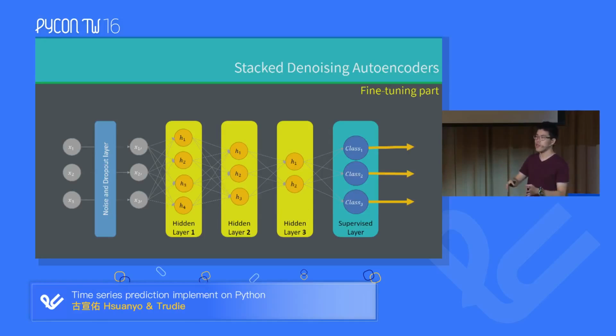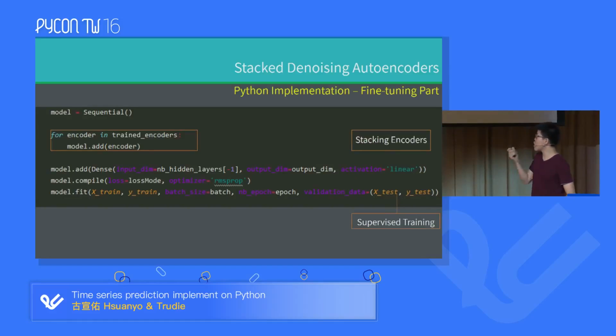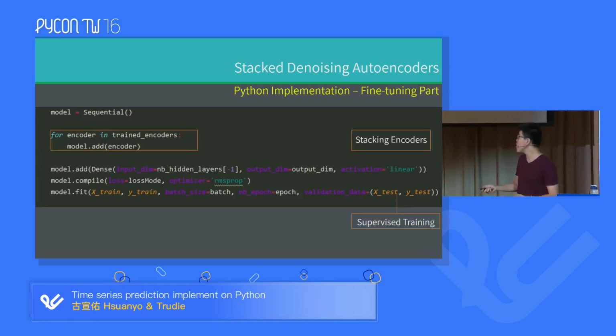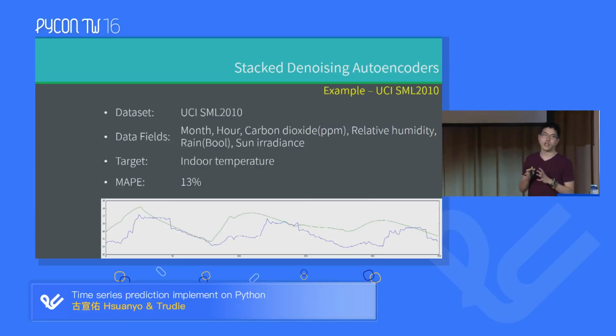It uses the fine-tuning part to feature out these 3 hidden layers as the hidden layer of the fine-tuning neural network, and adds the supervised layer in the rest of the neural network, and the result is that it can train your data in a supervised way. Okay, that's the code. First you fetch out the encoders in the list and train the model. Yeah, it's easy.